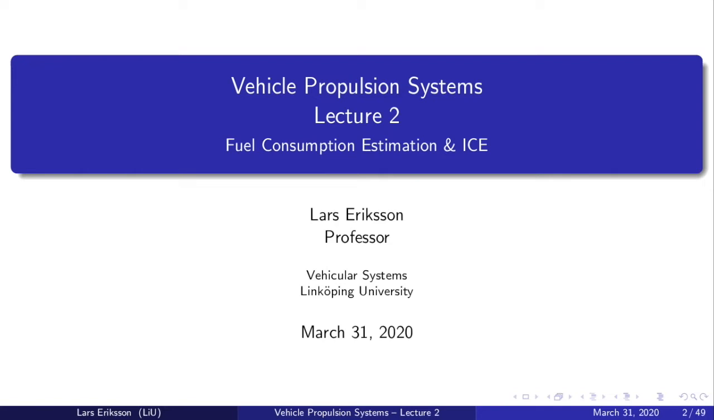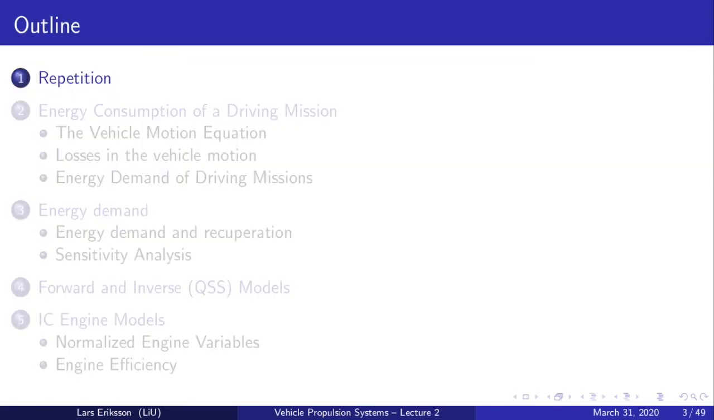Jumping into it, we will start with a repetition, then we'll go into energy consumption of a driving mission, and we will work on the analytical tools. Then we'll go into energy demand of vehicles and do a sensitivity analysis to see what components are most important when we design vehicles towards low fuel economy. Then we'll look at forward and inverse modeling, and the inverse modeling, I hope, will be an eye-opener for you and give you a new tool for analyzing engineering systems in the future. We will also talk about engine models and put things together there so that you can get more tools to analyze the total fuel economy.